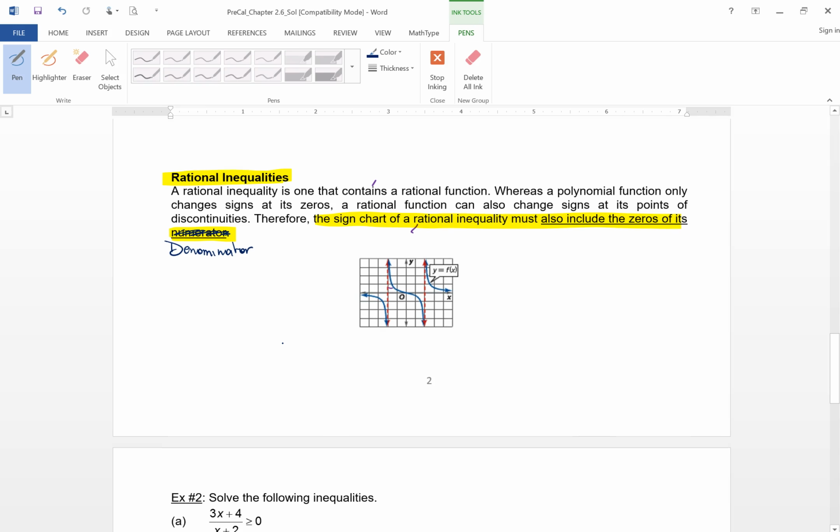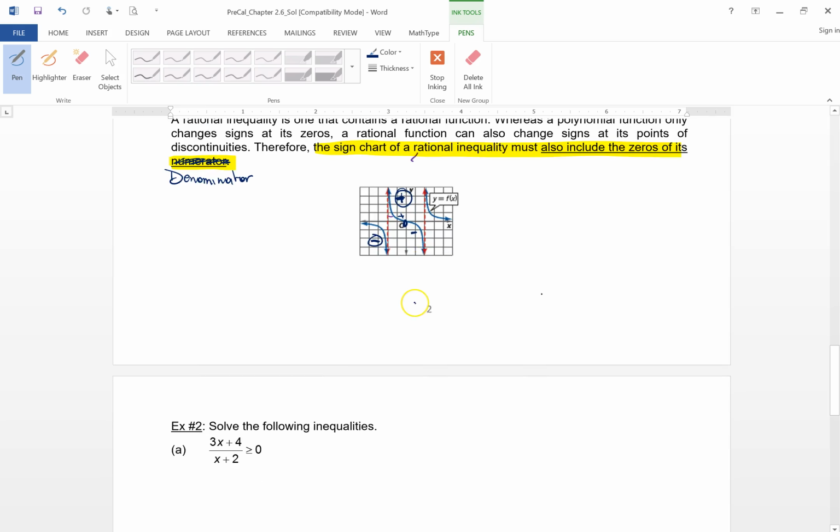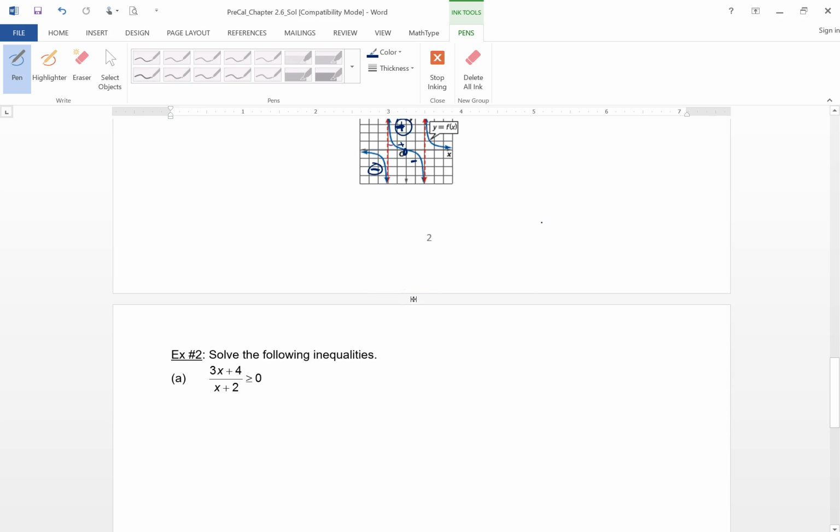Vertical asymptotes. So look at what happens here at the vertical asymptotes. At the asymptote, on one side, the graph is negative. On the other side, the graph is positive. So there is a sign change at the asymptote and at the zeros, right? Where does the graph go from negative to positive? At the asymptote. And also at the zero, it goes from positive to negative. So we have to look at asymptotes and zeros. Okay.